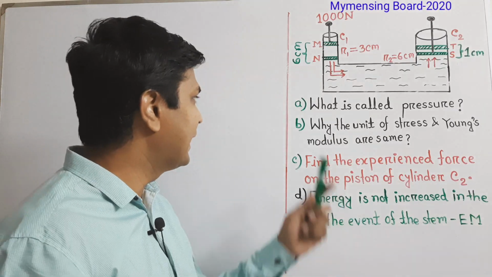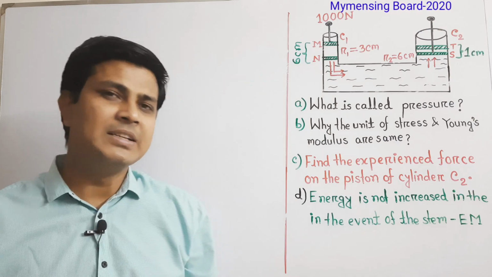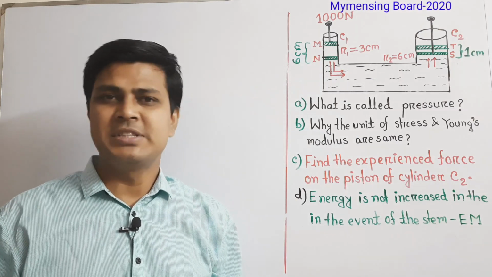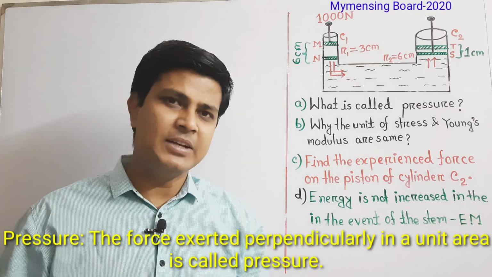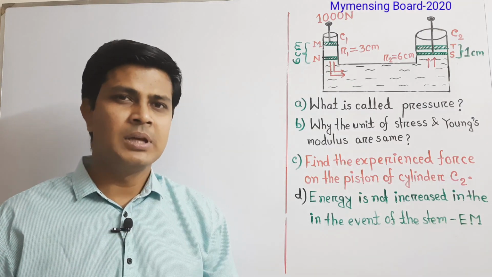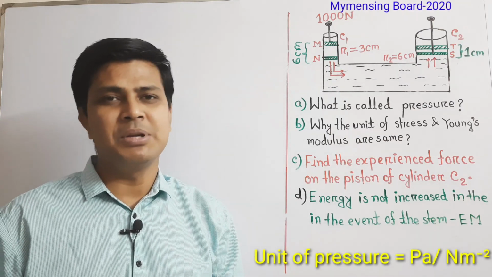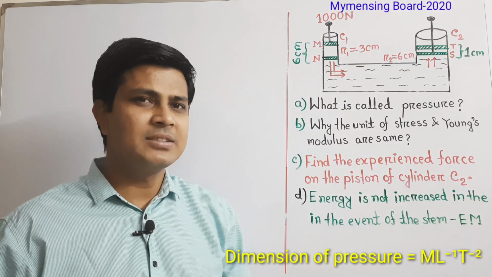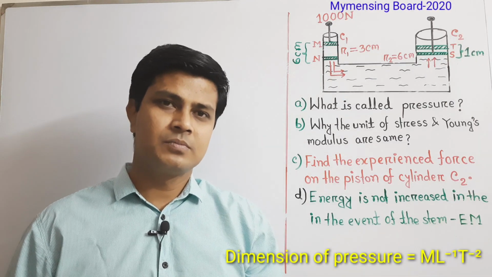Look at question number 1. Question A is, what is called pressure? This is a very easy definition and a very important definition of the chapter. Pressure means the force exerted perpendicularly on a unit area of a body. It's called pressure. The unit of pressure is Pascal or Newton per meter square, and the dimension of pressure is M L inverse 1 T inverse 2.